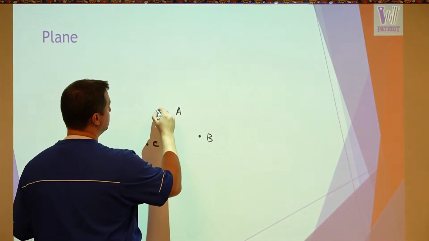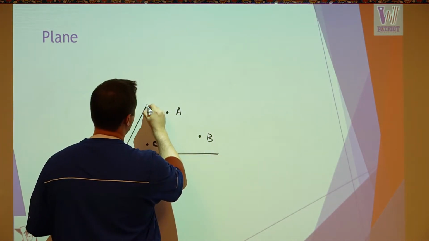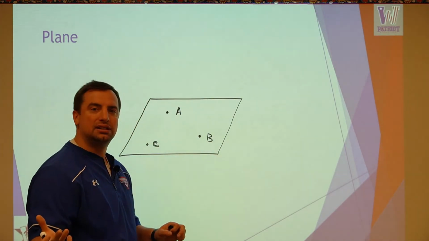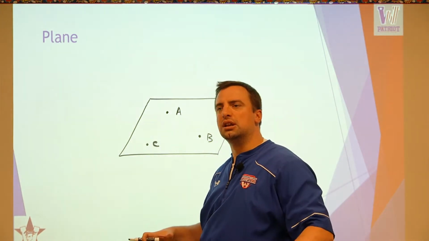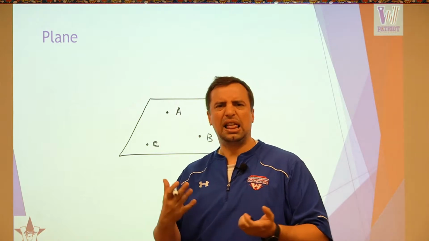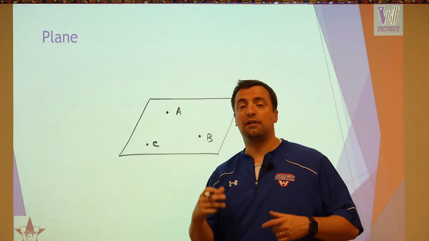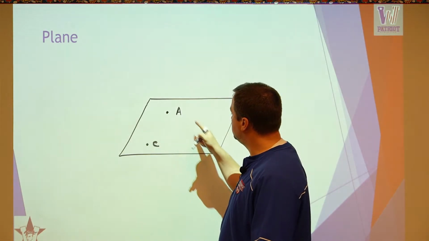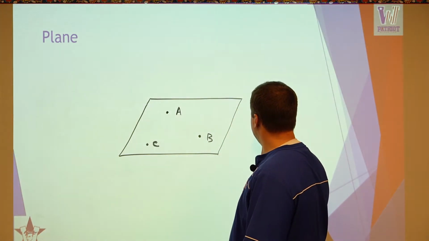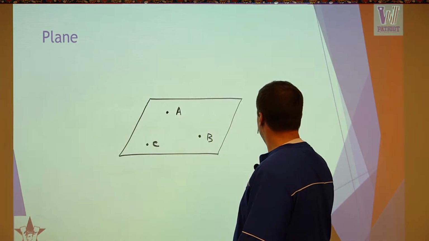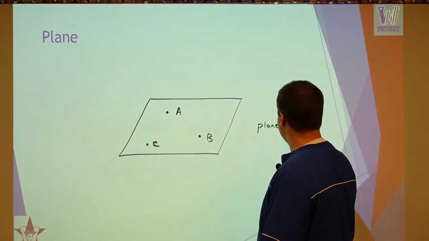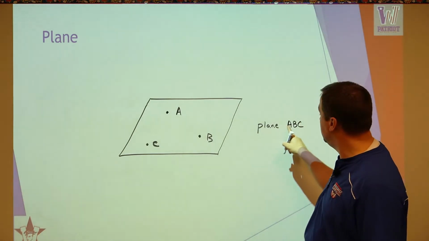Well, this creates what we call a plane. A plane is a flat surface that extends on indefinitely. Think of it like a piece of paper, but that paper keeps on going and going. So a plane is represented by 3 points. Now, how do we name this plane? We name it using those 3 points: plane ABC. We write the word plane and then the 3 points.